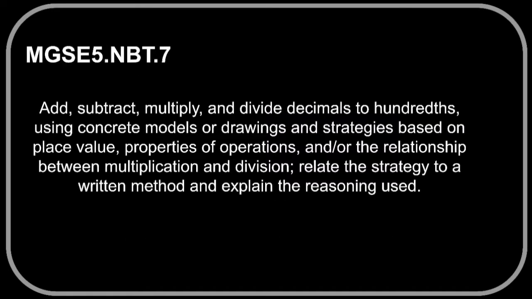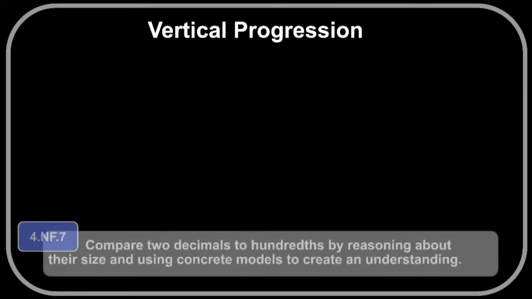Standard NBT7 expects students to use concrete models or drawings and strategies based on place value, properties of operations, and/or the relationship between multiplication and division to solve problems. The student should relate the strategy to a written method and be able to explain the reasoning behind the chosen strategy. NBT7 builds on the work from 4th grade where students are introduced to decimals.